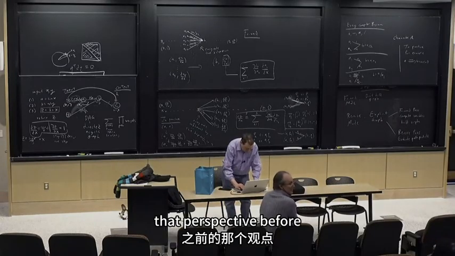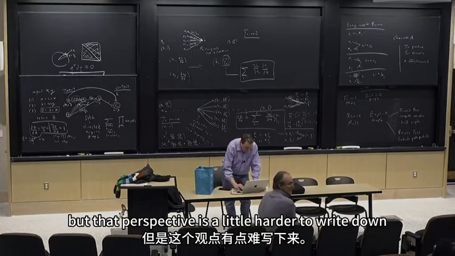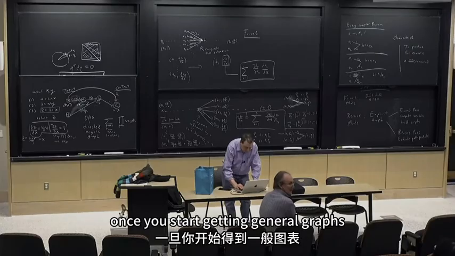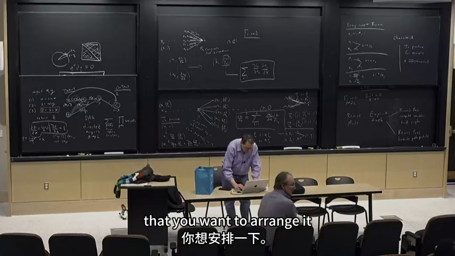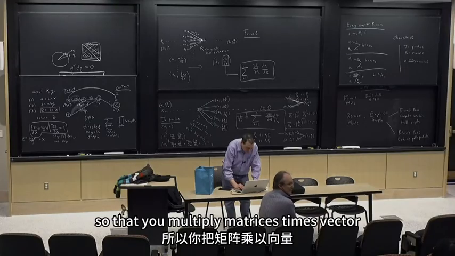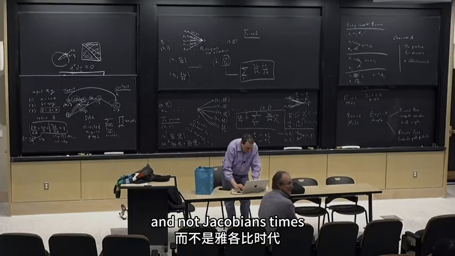So we did that perspective before. But that perspective is a little harder to write down once you start getting general graphs, but it's the same basic idea, that you want to arrange it so that you're multiplying matrices times Jacobians times vectors, and not Jacobians times other matrix Jacobians.